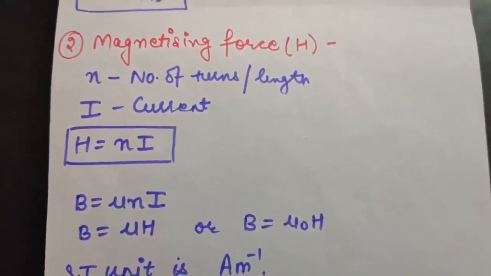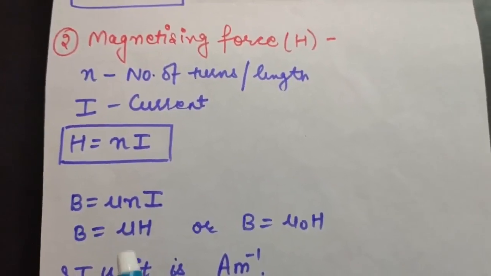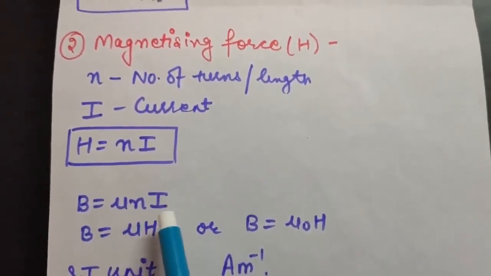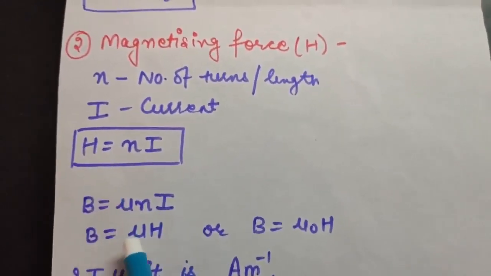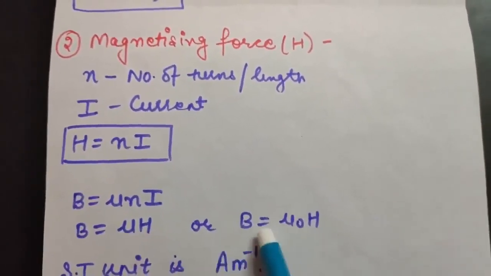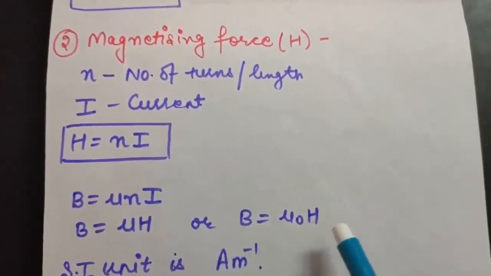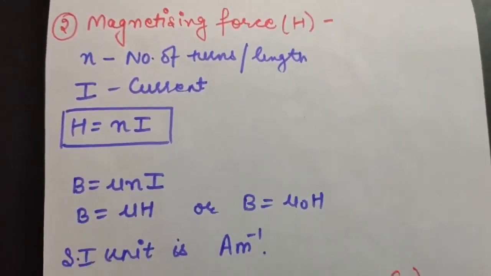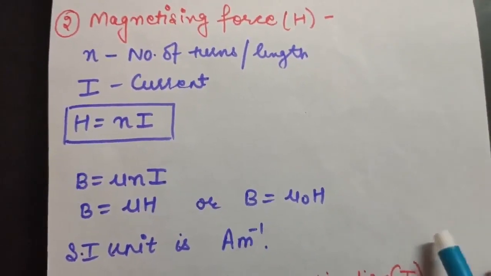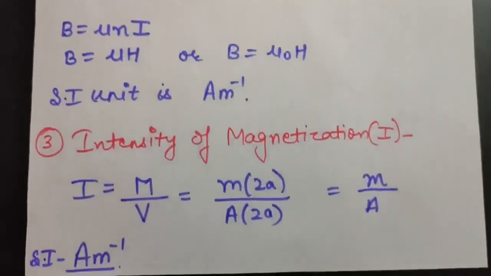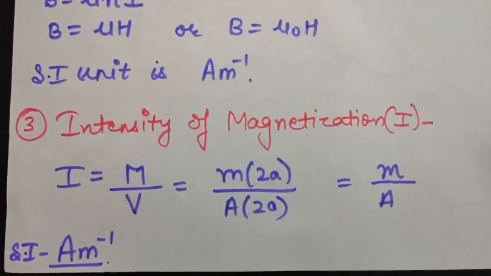But if we are talking about a material medium, then it will become mu Ni. So Ni is H. So we can say B is equal to mu H, or B is equal to mu naught H. The SI unit of magnetizing force is ampere meter inverse. The next is intensity of magnetization.